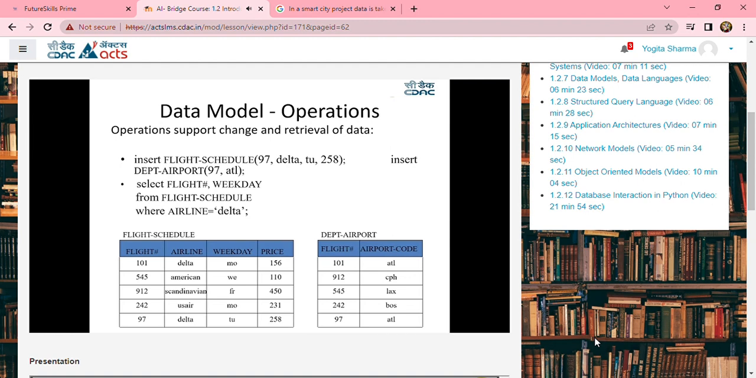Operations support change, or what the changes in the data are. For example, if I wanted to insert a new flight which is being scheduled, in such a case we use an operation called insert. So insert the flight schedule of 97 with the Delta variant with 258. So what you do here is select the flight, the weekday from which the flight schedule data is being confined, and which airline it is. So these are the operations which are carried out in a data model.